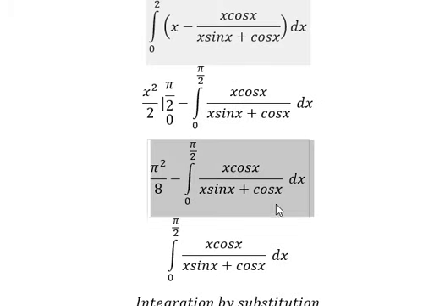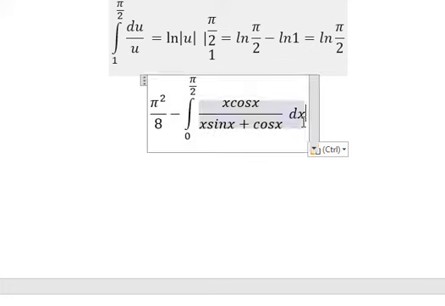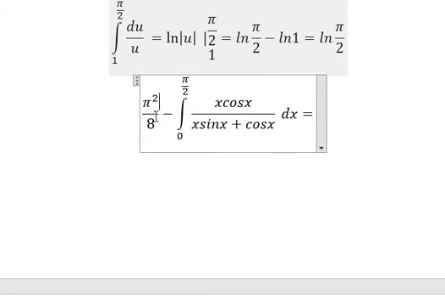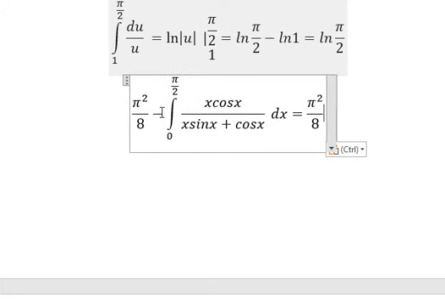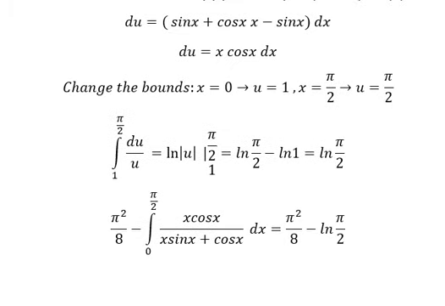So we go back in here. The integration of this one, we have this one. And here is the final answer. This is the end.